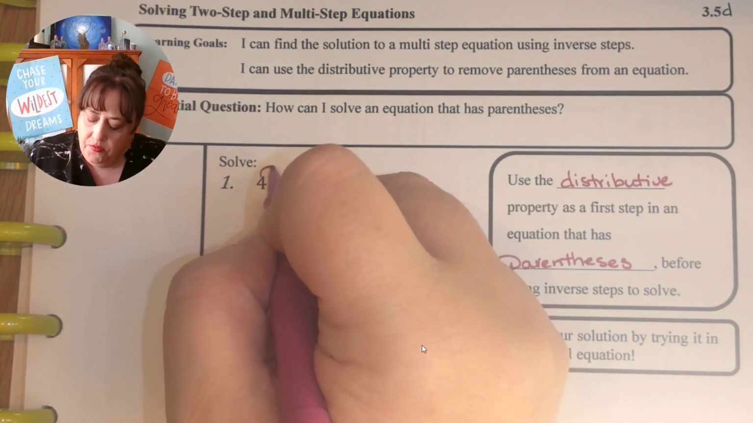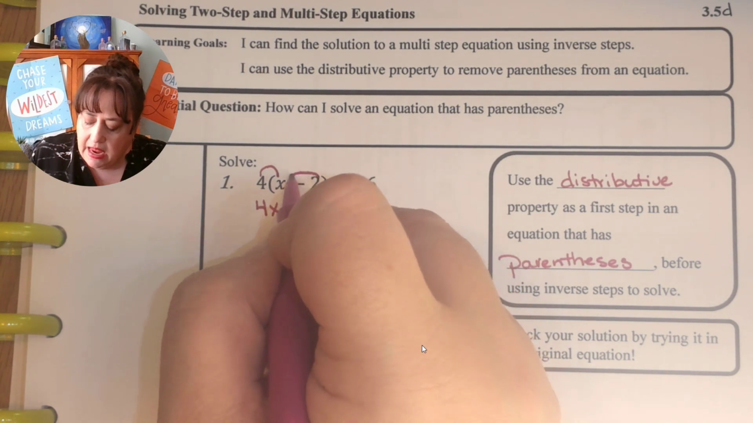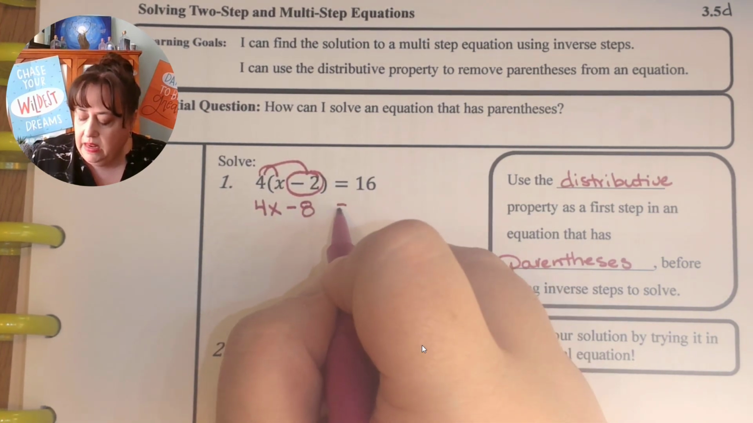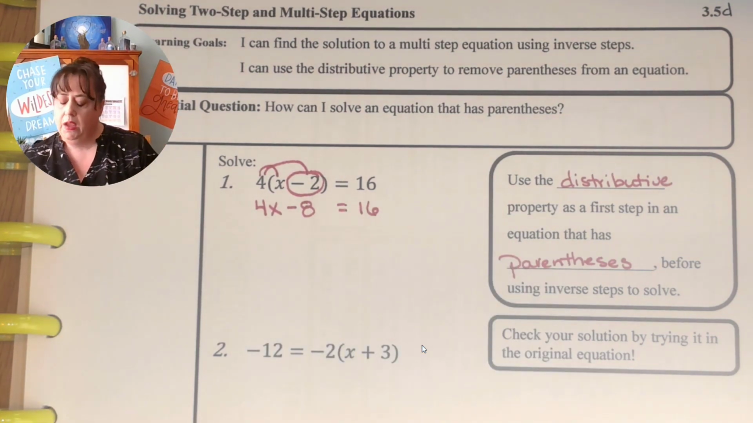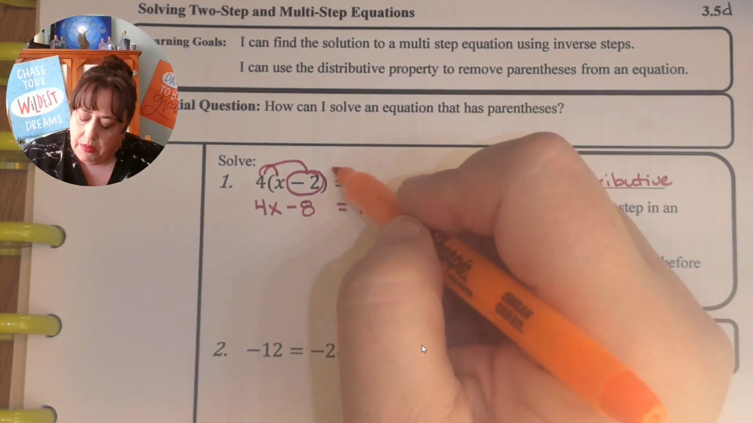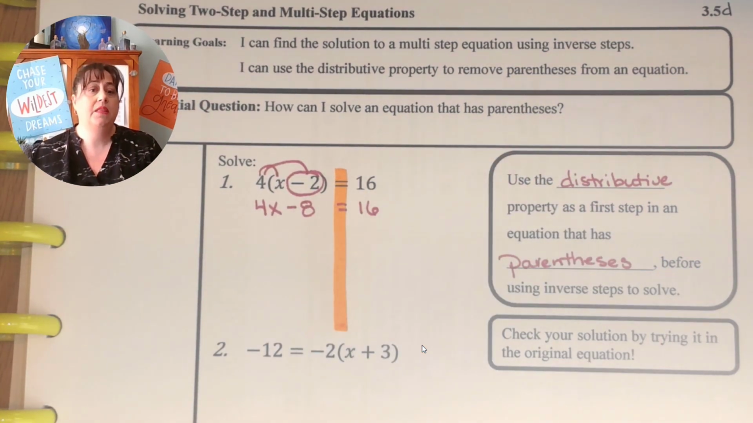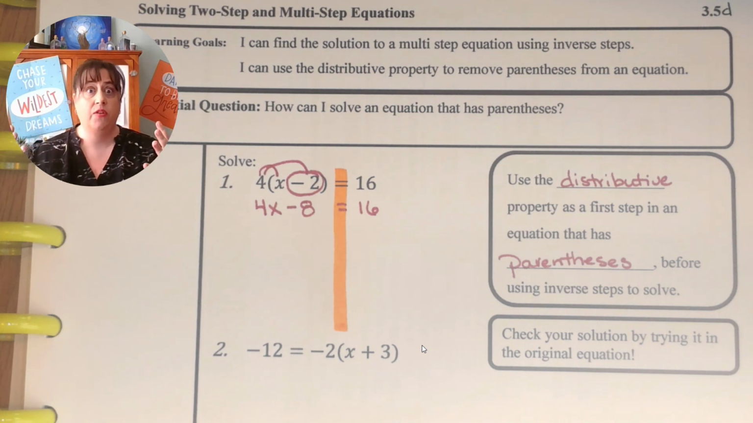So we're going to do 4 times x, which is 4x, and 4 times negative 2, which is a negative 8, and then equals 16. And I already forgot to put in my roads. Remember, we put in the roads to help us keep things nice and straight, but we also put them in there to help us remember that what we do on one side we do to the other when we start solving. So now that we have that, we can start solving.